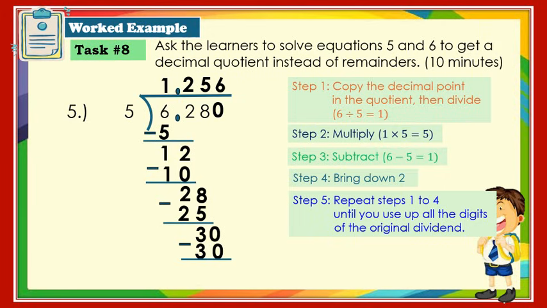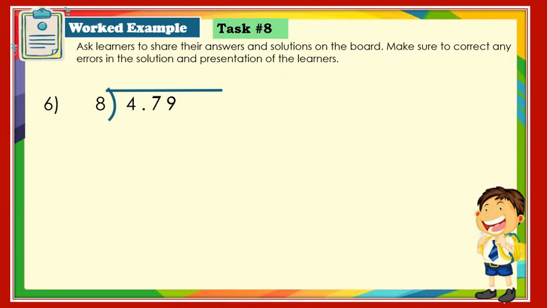For number 6, 4 and 79 hundredths divided by 8. Let's start with the decimal point. Copy the decimal point in the quotient. And then since we have a whole number part, we will divide 4 by 8. The answer is 0. So 0 times 8 is 0. Then subtract. 4 minus 0 is 4. And then bring down 7. So we have another new dividend. So let's start with the process.